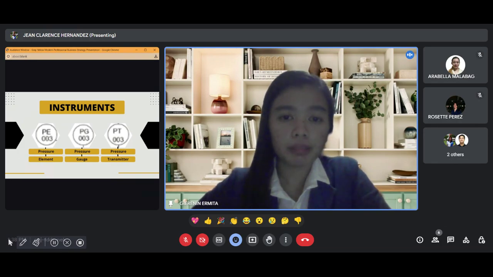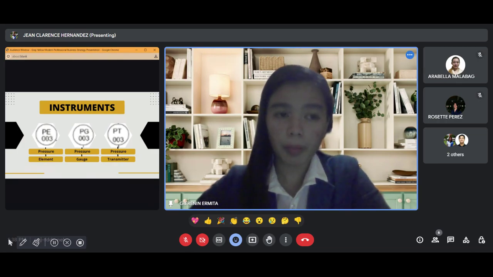So the pressure transmitter is designed to measure pressure at specific points, typically in vessels or pipelines, and they convert this pressure information into an electrical signal. This signal is transmitted to a control system or operator interface. The primary purpose of the pressure transmitter is to provide real-time and accurate data on pressure conditions. Next slide po.